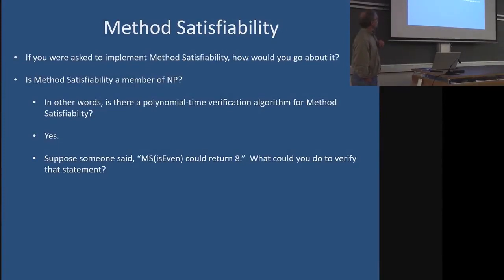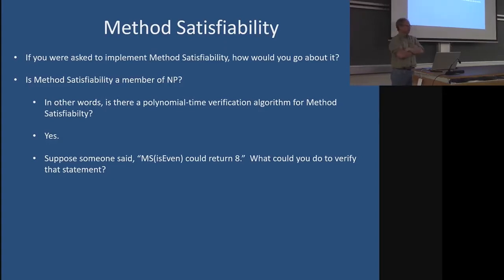Suppose someone just asserts that 8 is a solution for MS, that it is even. How would we verify that 8 is a correct answer for this method call? You feed it to F, or is even. You just feed 8 to is even and see if it does return true. All you're saying when you return 8 is that 8 will make is even return true. So you just take the answer that someone gives you, and to verify it, you just feed it into that method right there. Now, that's not enough though.